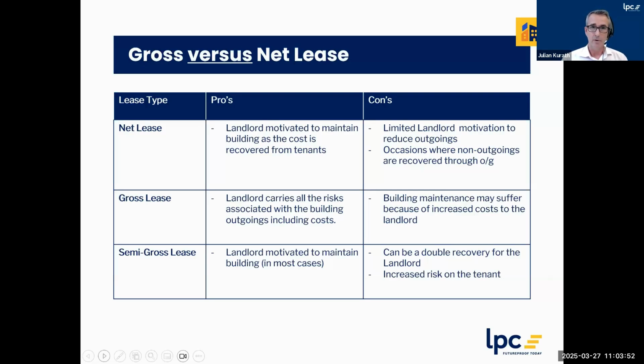So net leases, the pros, the landlord is motivated to maintain the building, given the cost is recovered from tenants. The con or negative is it's limited landlord motivation to reduce outgoings, and that's because the cost is recovered. And there's occasions where non-outgoings are recovered through outgoings, and there's a couple of examples of this we'll talk to a little bit later as well.